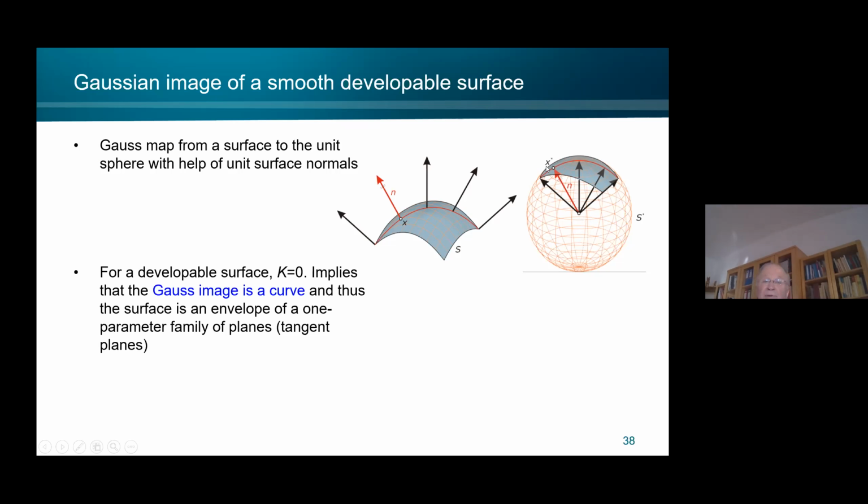And for a developable surface, the Gaussian curvature is 0, which implies that the Gauss image is just a curve and not some domain on the sphere which has an area. So for example, here we have this cylinder, a vertical cylinder, then all the normals are horizontal, if you like, and therefore the Gauss image is this horizontal great circle.